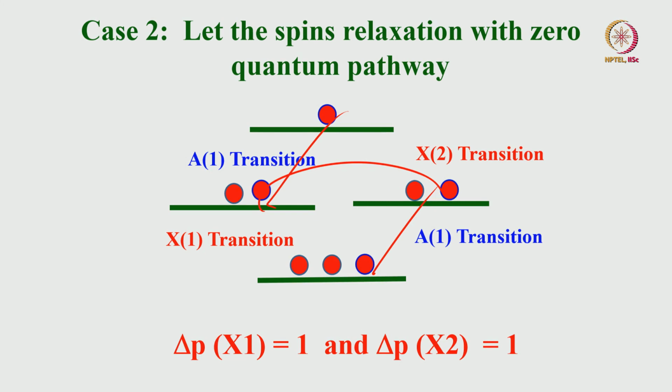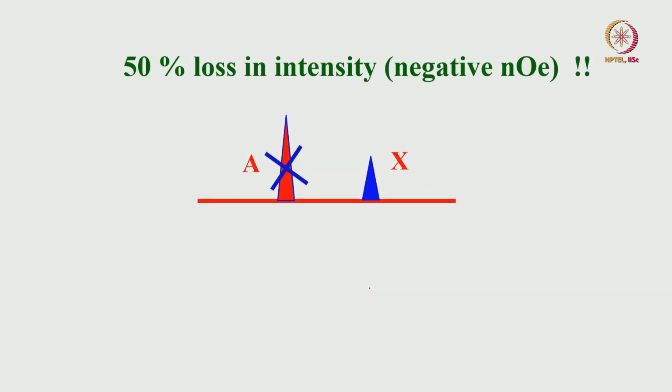Intensity of the A spin and the X spin. The X spin intensity is 2 minus 1 and 3 minus 2, both with intensity 1, 1. So in the earlier case X was 2, now it became 1. Of course, this is the irradiated spin, so you need not worry. What happened to the X spin? I irradiated the A spin and allowed the spin to relax through the zero quantum pathway, and the intensity came down by 50%.